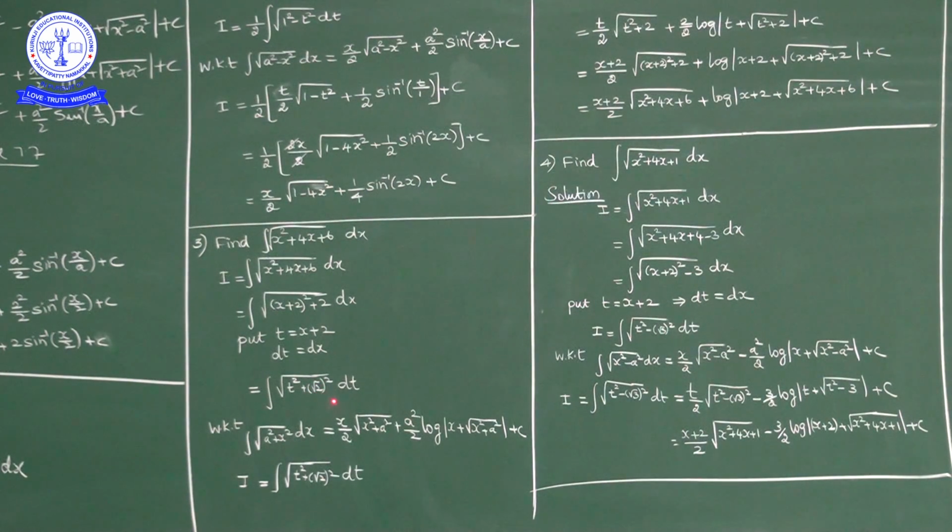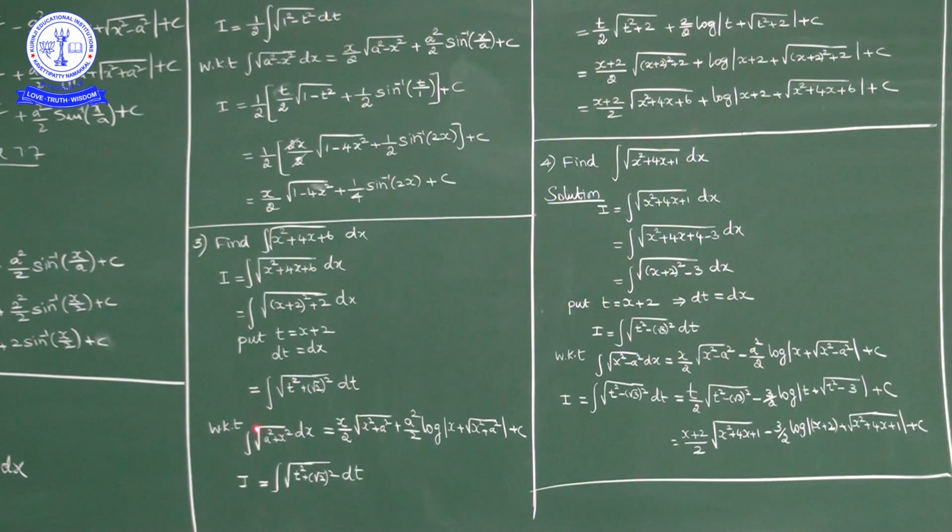Okay. Now what is the advantage? Now it is of the form integral square root of t square plus root 2 whole square dt. It is of the form integral square root of a square plus x square. What is the formula? X by 2 into square root of a square plus x square plus a square by 2 into log mod x plus square root of a square plus x square plus c.